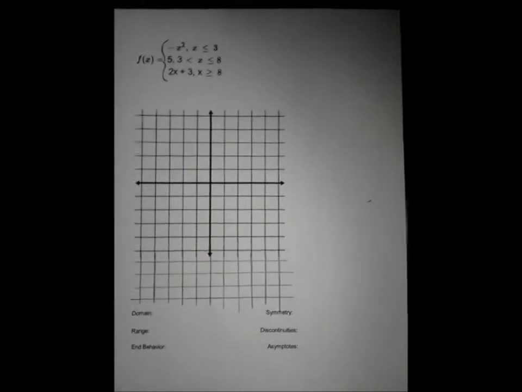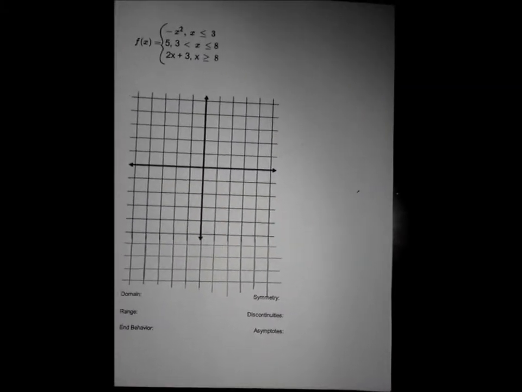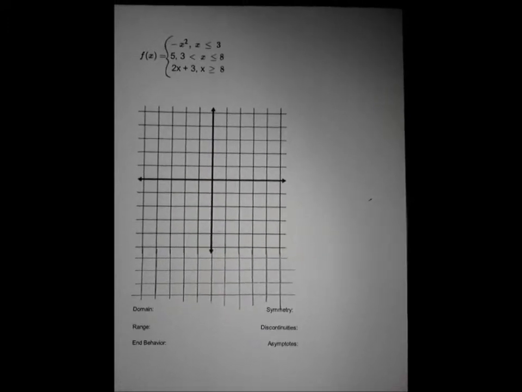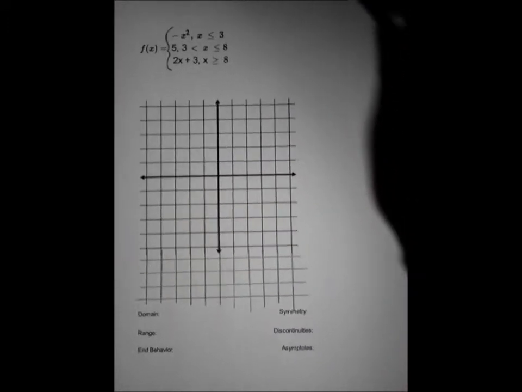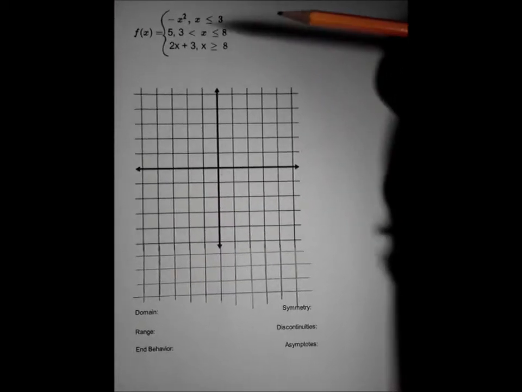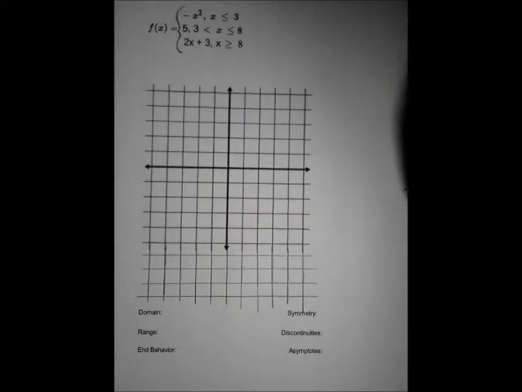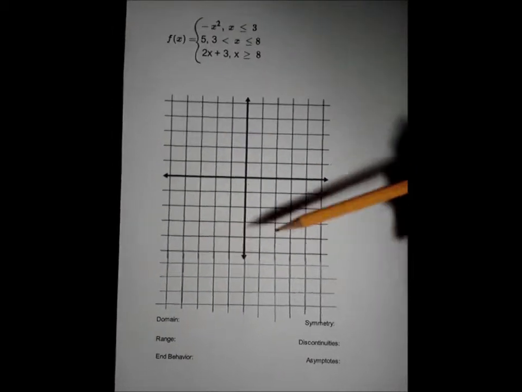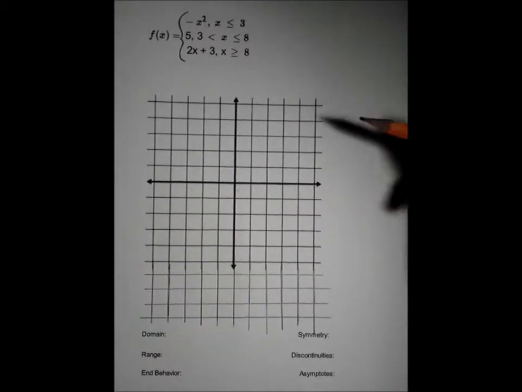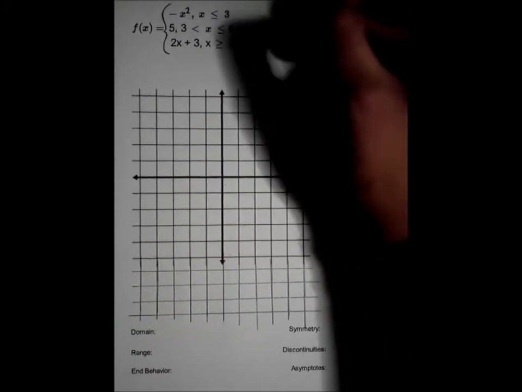Today we're going to start off by learning how to solve a piecewise function. To start off the problem, we're going to have to do the first part of the function. The first part is saying that any number less than or equal to 3, we're going to have to plug it in and graph it. So first we're going to start off with the number 3.